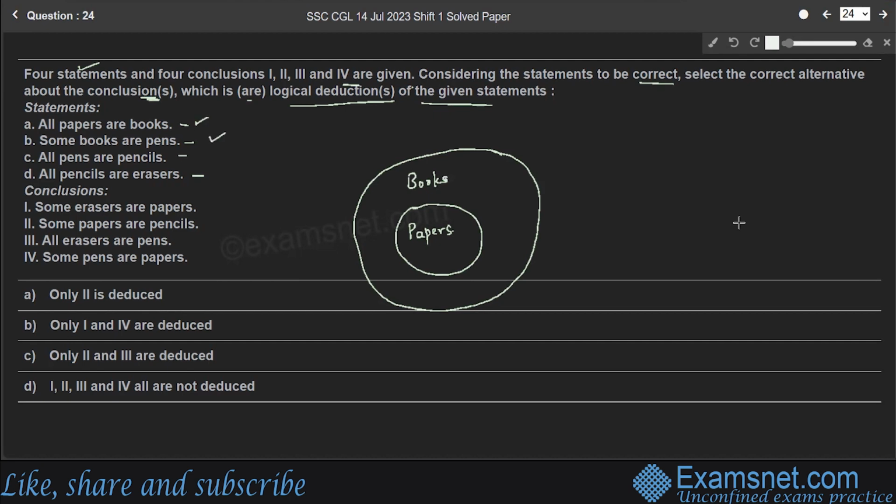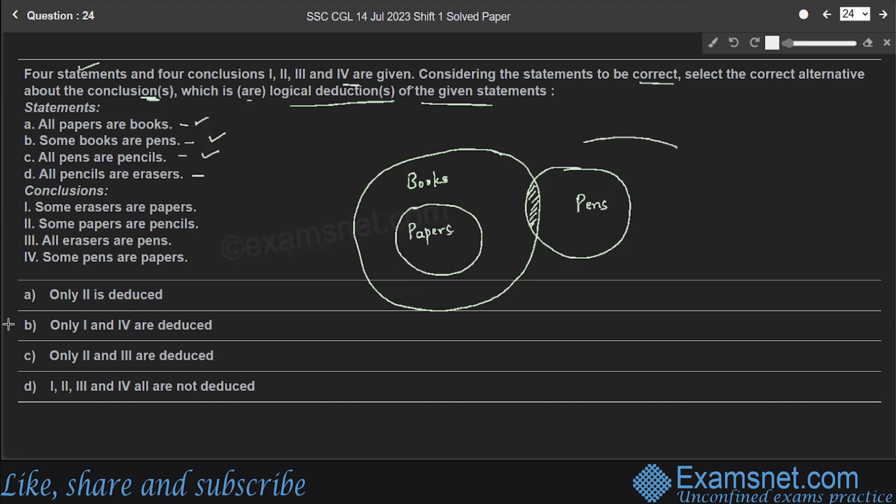The second one, some books are pens. So we'll consider the set of pens like this, right? Some portion of pens. This represents the second statement, some books are pens. The next one, all pens are pencils.